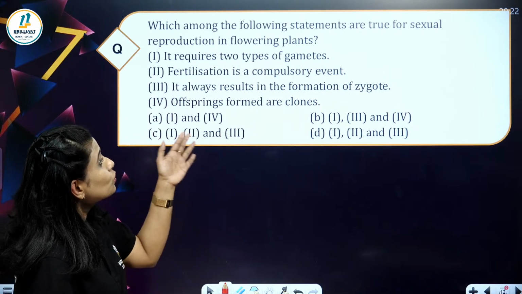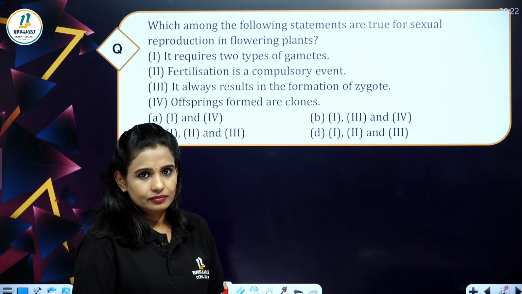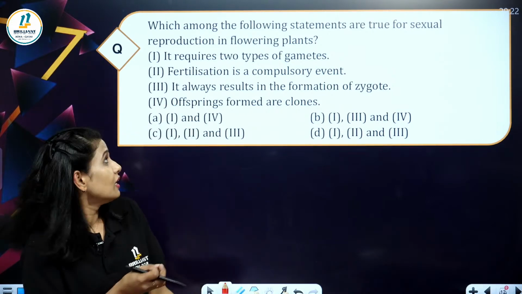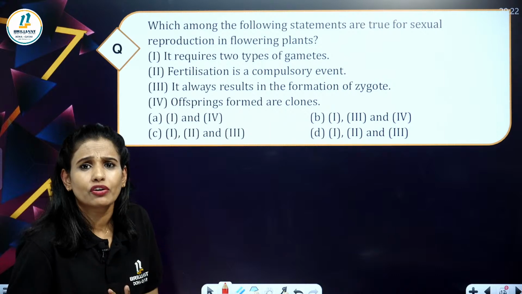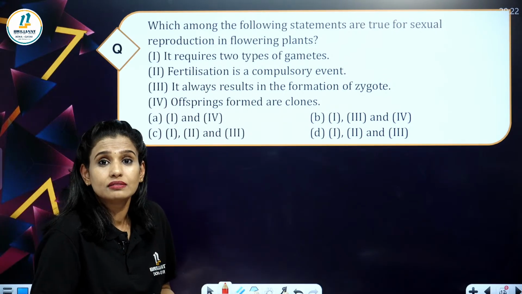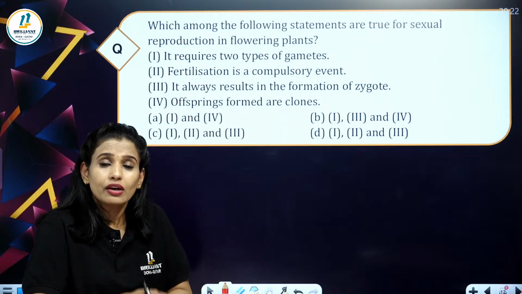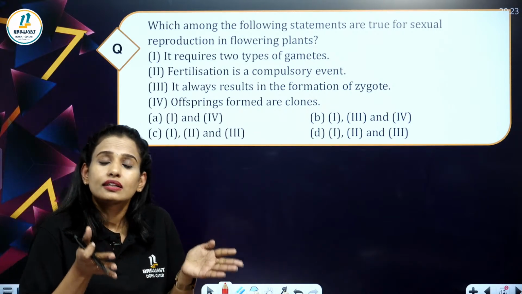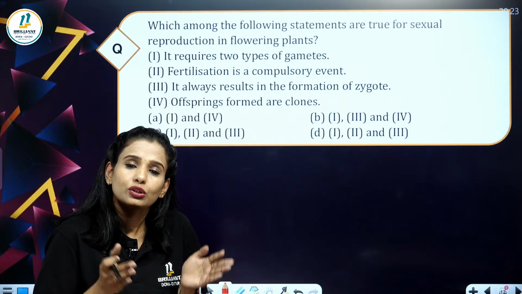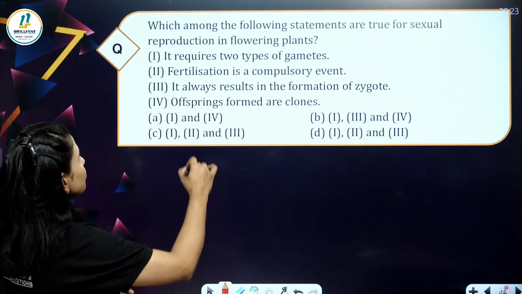It requires 2 types of gametes. For sexual reproduction in flowering plants, does it require 2 types of gametes? Yes. For fertilization, it requires 2 types of gametes. That statement is correct.